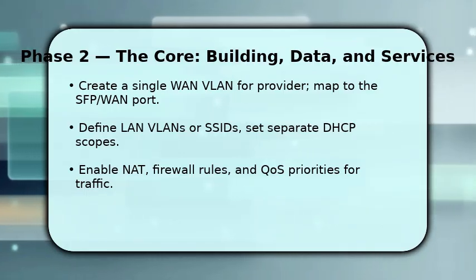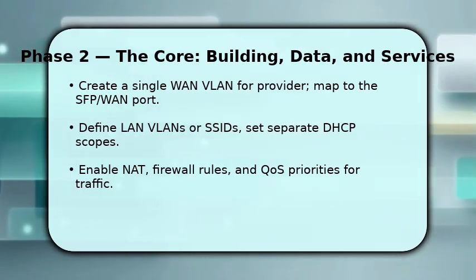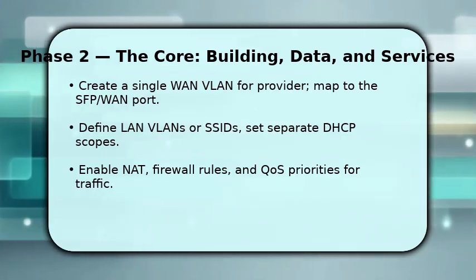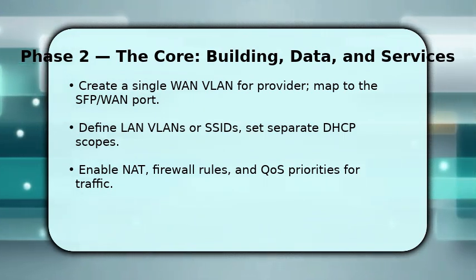Then define one or more LAN VLANs or SSIDs, each with its own DHCP scope, so devices get unique IPs from your router. Make sure NAT is enabled so multiple clients share the single public IP, and add firewall rules plus CoS priorities to protect and shape traffic. These middle steps let the router manage address translation.